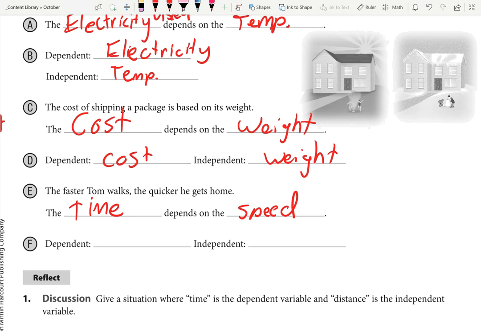So the time is affected. The time he's walking is affected by the speed at which he walks. So time is dependent upon the speed. The speed will affect the time it takes for him to get home. The time it takes for him to get home does not affect the speed that he goes. The speed that he is going will affect the time that he gets home.